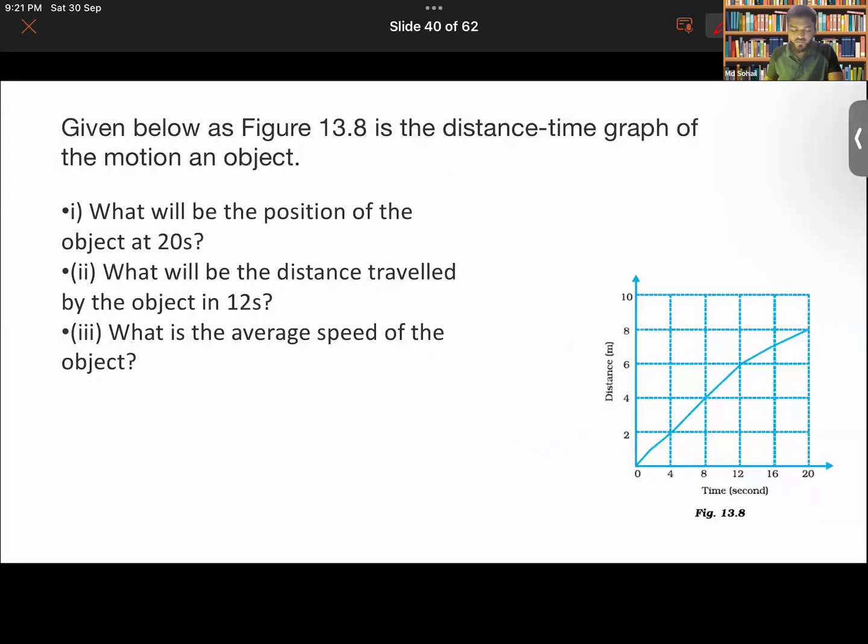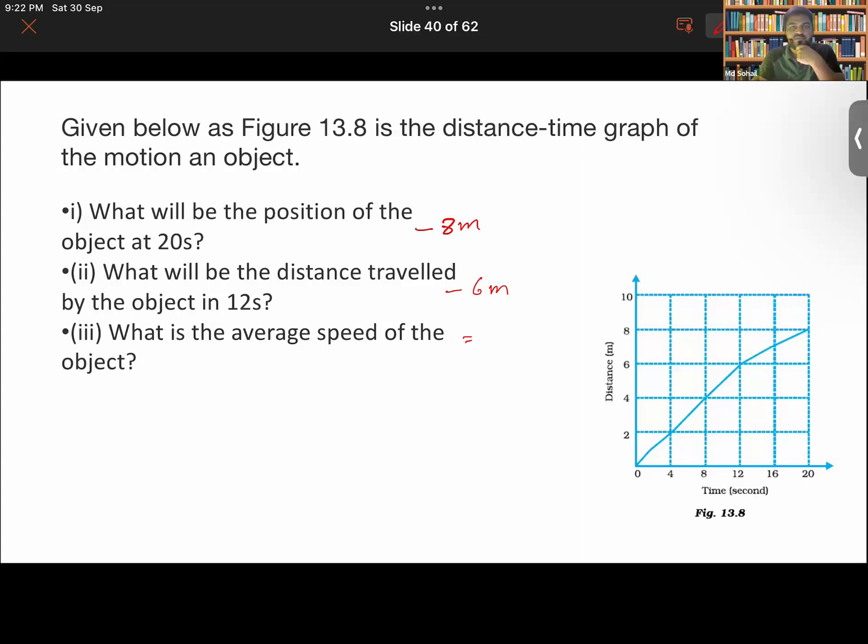Okay. Now moving on. Look at this question here. Here you have got the distance time graph of the motion of an object. The questions here are very simple. What will be the position of the object at 20 seconds? By position, it simply means how much distance the body would have traveled at the end of 20 seconds. Yes, 8 meter. Good. Chakrika, what will be the distance traveled by the object in 2 whole seconds? 6 meter. Good. Sandus, what is the average speed of the object?